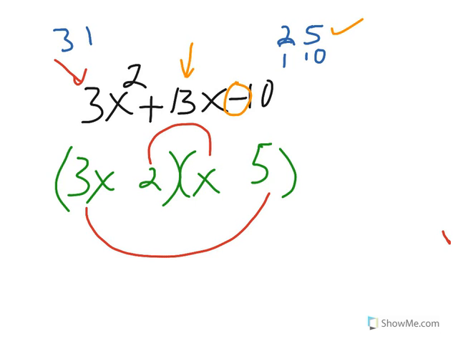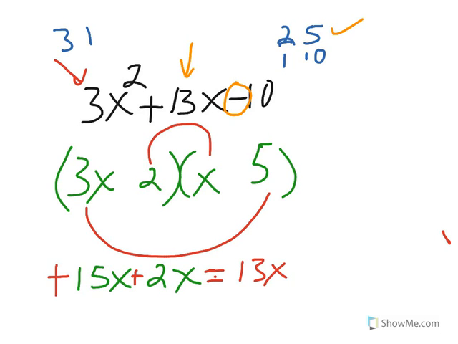So to check my work, I'm going to multiply 3 times 5. That's going to give me 15x, and then 2x. How do I subtract those? Do I have a negative 15 and a positive 2x? Does that give me a positive 13x? No, it's the opposite. So I need a positive 15. So the plus sign is going to go there, the minus sign is going to go there. To check your work, make sure you do this to make sure you did it correctly.